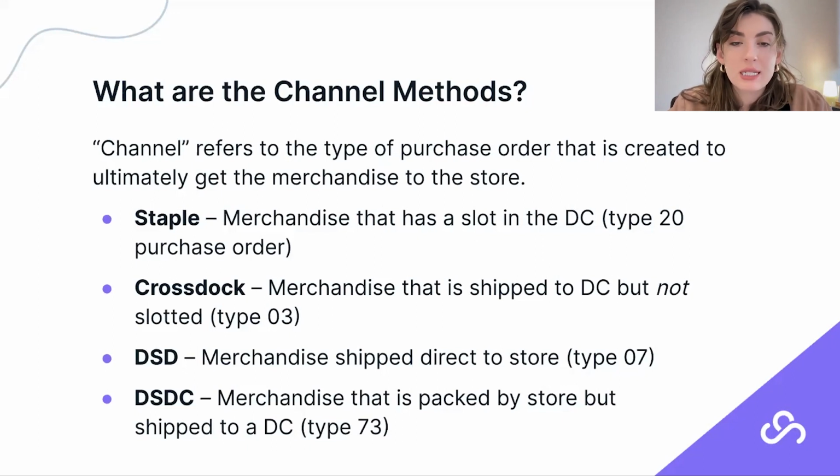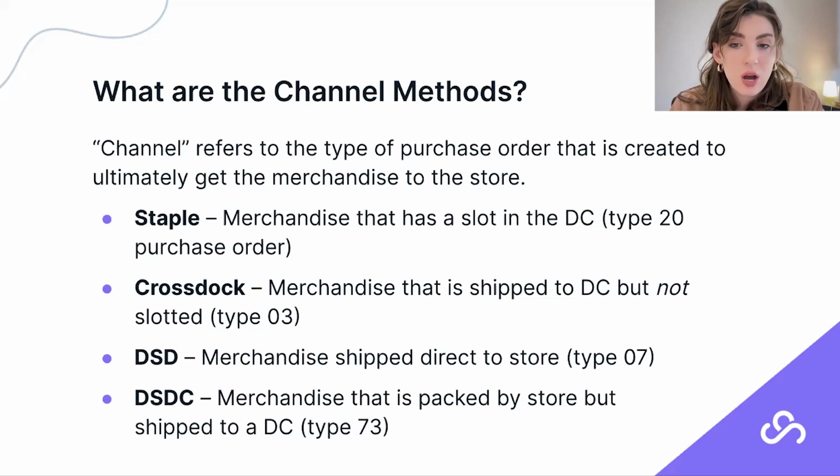So staple stock is that merchandise has a slot in the DC. So staple is saying it's going to go to the DC, and then when it is requested by a store, it's then going to be sent out in whatever case pack or warehouse pack, case pack, or forgetting the other one, but it's not warehouse pack that would go to a store usually. And that's going to be a type 20 purchase order.